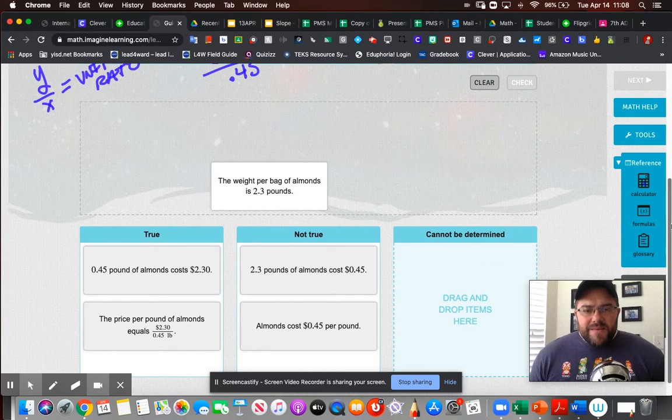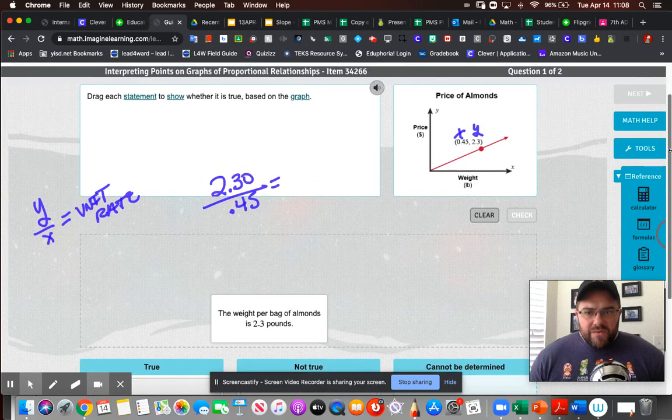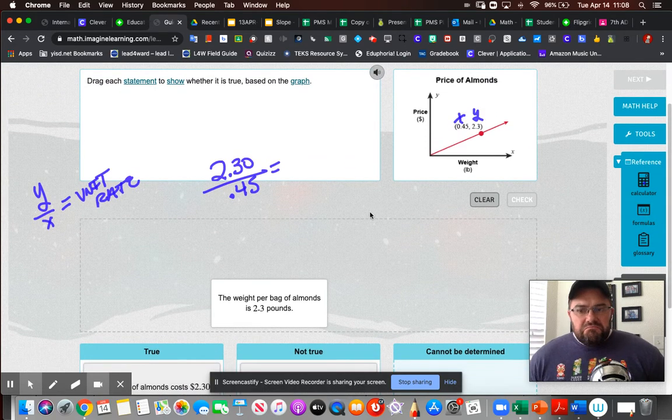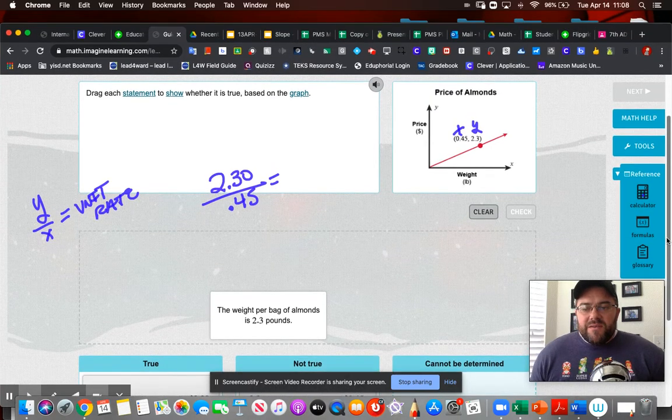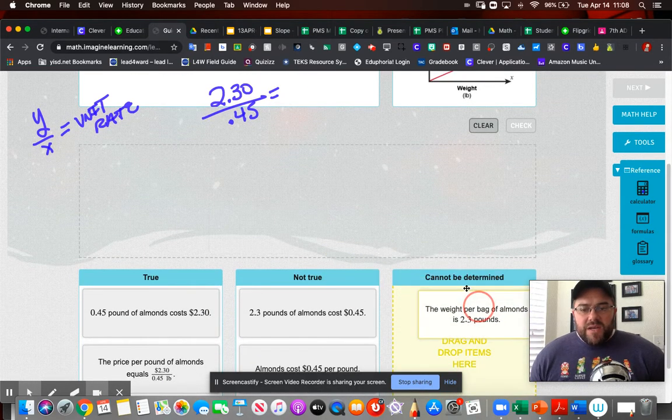And our last statement says the weight per bag of almonds is 2.3 pounds. Okay, I don't see anything over here that is telling us that information. It is very possible that the bags are 2.3 pounds. But the problem is that our graph here does not give us that information at all. So I think we have to put that in the cannot be determined column. So I'm going to drag that over here.